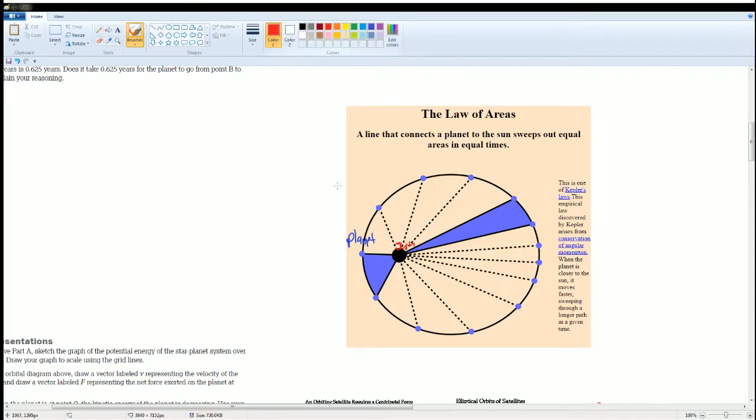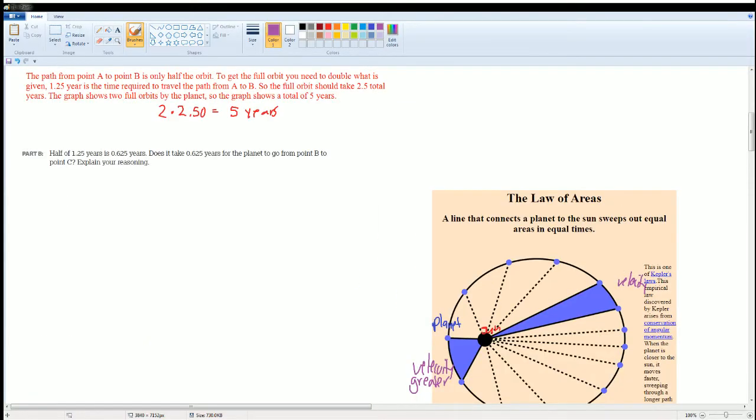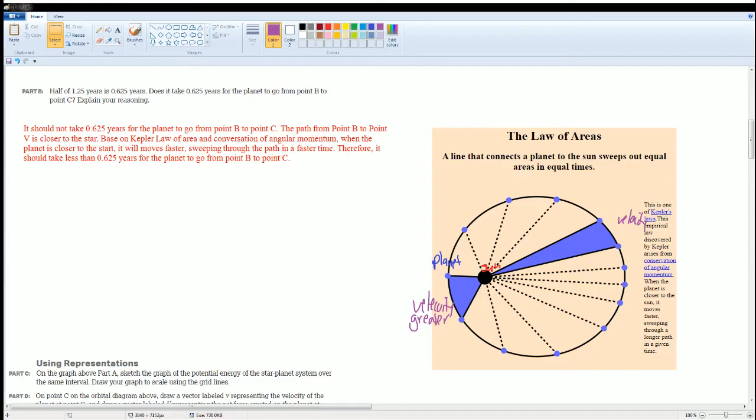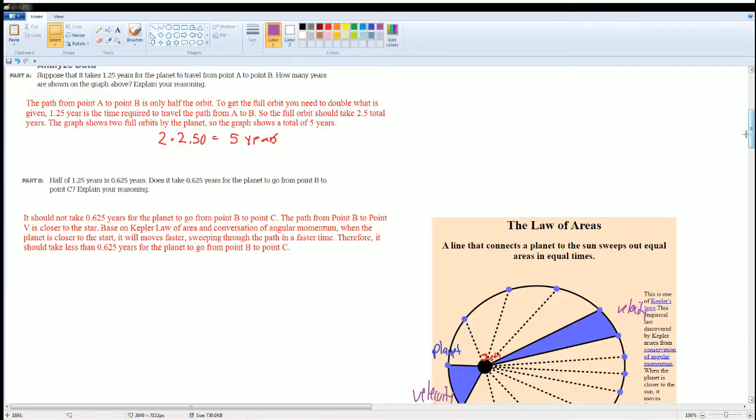So this velocity is going to be greater. The velocity here is going to be greater than the velocity here. Okay, so this is going to be greater, right? From Kepler's law. All right, so should it be 0.25? No, it shouldn't. It should not take 0.25 years for the planet to go from point B to point C. The path from point B to point C is closer to the star, which is the sun.